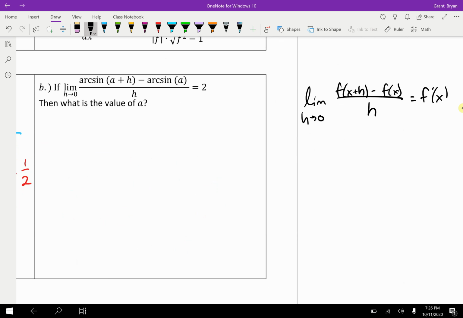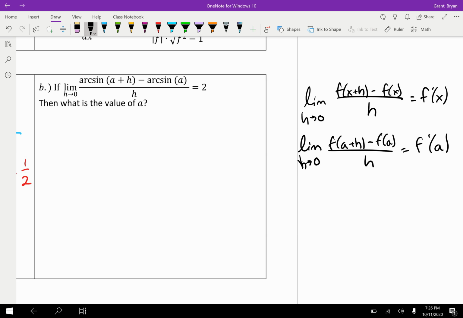And this defines the derivative of the function. And of course, if they replace that x with a value, and in this case they did, they say a is a value, right? f of a plus h minus f of a divided by h, then that's finding the derivative of the function at a. So there are three steps here then.